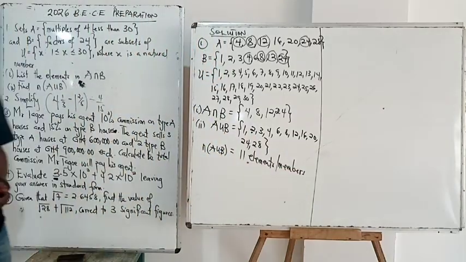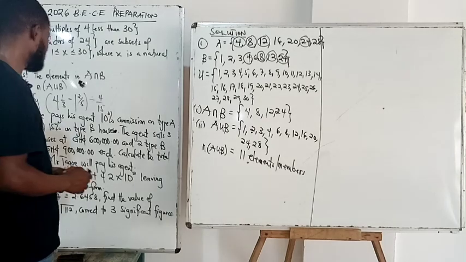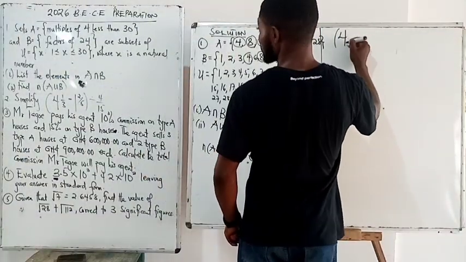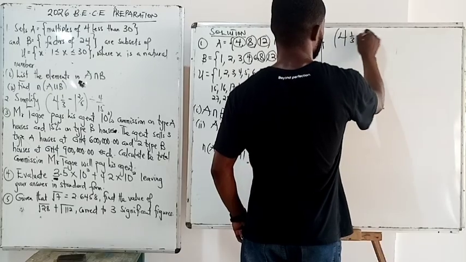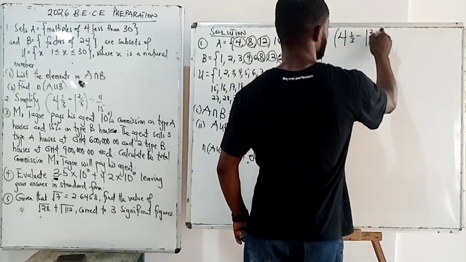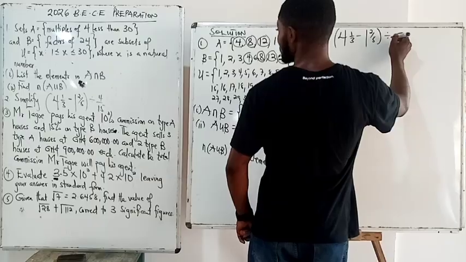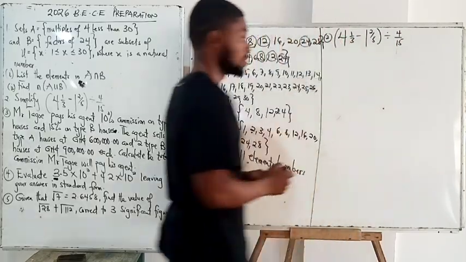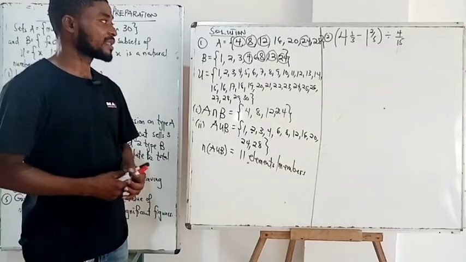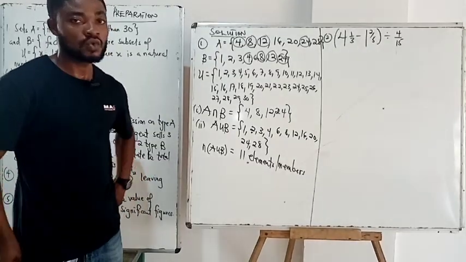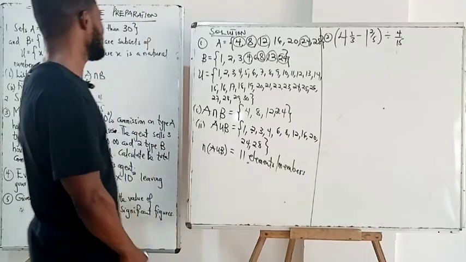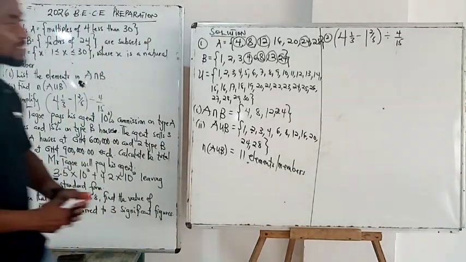Okay, so this is it for the first question. We move to the second question, which says that we should simplify. So we have to simplify 4 whole number 1 over 3 minus 1 whole number 2 over 5, all divided by 4 over 15.